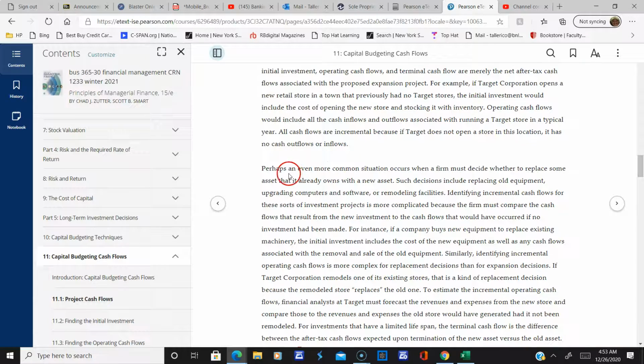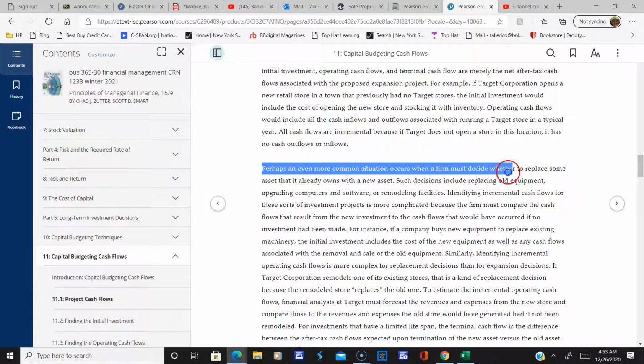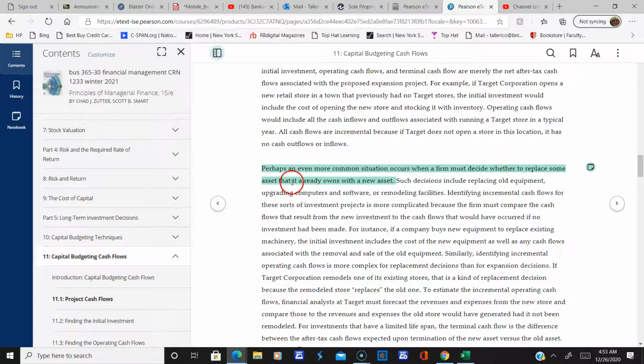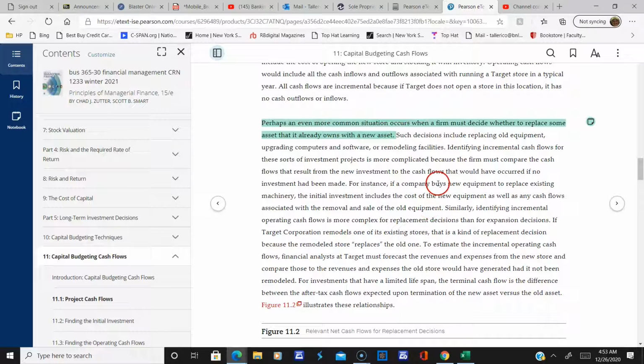All right, so then we move on to the second item, and they talk about that in this next paragraph. Replacement decisions, right? So here's now the replacement decision. Such decisions include replacing old equipment, which is what I was talking about with a car, upgrading computers and software, or remodeling facilities. Identifying incremental cash flows for these sorts of investment projects is more complicated, right? Because the firm must compare the cash flows that result from the new investment to the cash flows that would have occurred if no investment had been made.